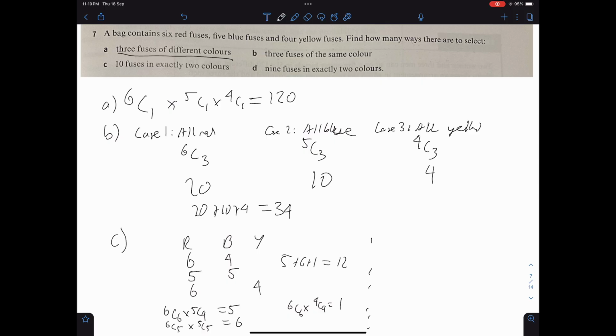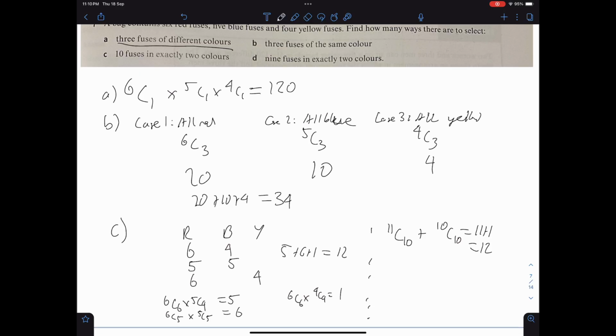And so, essentially, out of that red and blue fuses, you want to pick 10. There are 11 total. So you do 11 choose 10, and then you add that to the red and yellow fuses, choose 10, which is 10 choose 10. That's 11 plus 1, which is 12, which gets you the same answer.